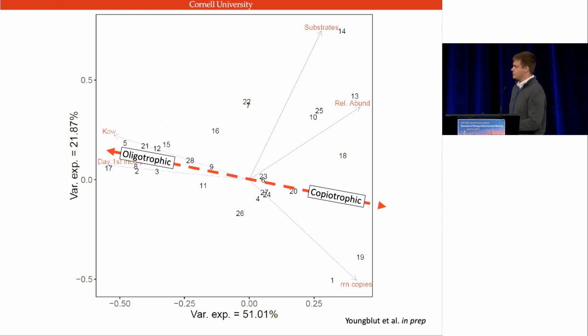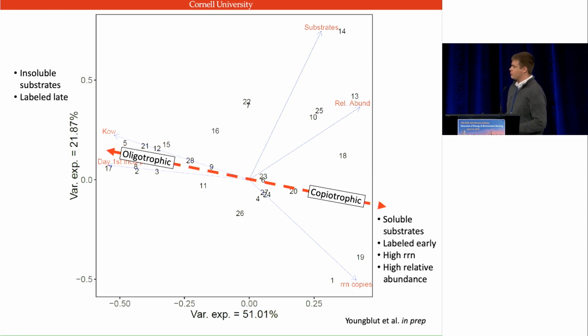And so the main thing that you can see from this principal component analysis is this delineation of these functional guilds along what we're calling this copiotrophic to oligotrophic gradient, which is essentially this principal component 1 axis. So these more copiotrophic functional guilds are labeled by more soluble substrates, are labeled early in the experiment, tend to have high ribosomal RNA copy numbers, and also tend to have a high relative abundance in the bulk community. These more oligotrophic incorporators, functional guilds, on the other hand, are pretty much the exact opposite. They are incorporating more insoluble substrates and tend to be labeled very late in the experiment.